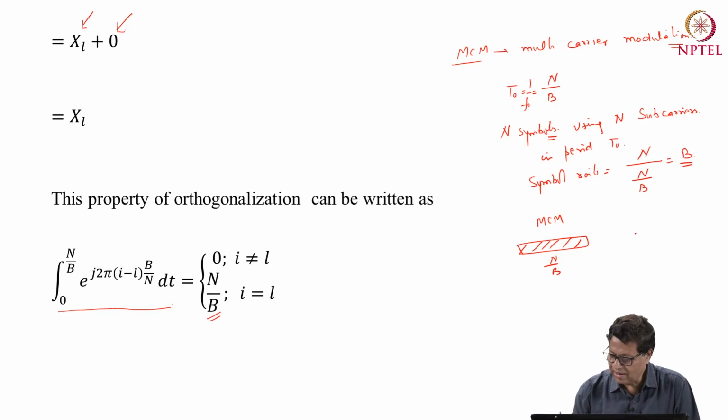And in single carrier, this was T. This is one symbol, single carrier, and this is 1 by N, or T is 1 by N. So this is the difference, but in both the cases the symbol rate is B.